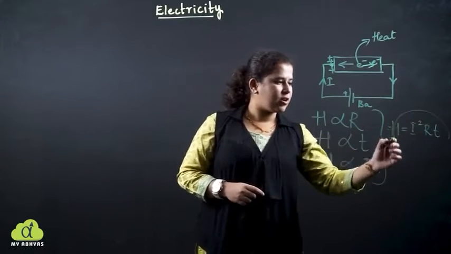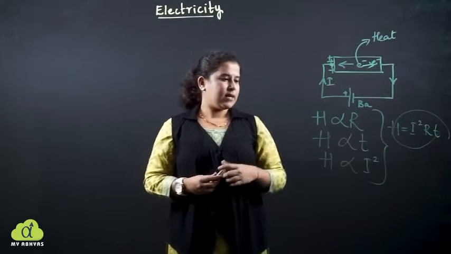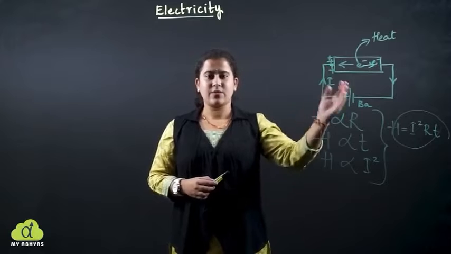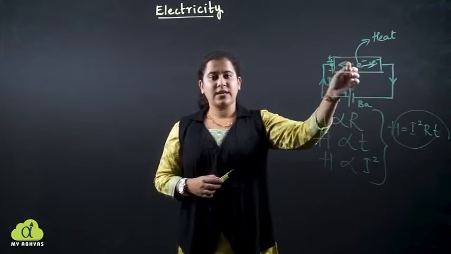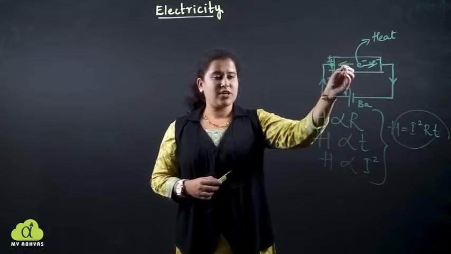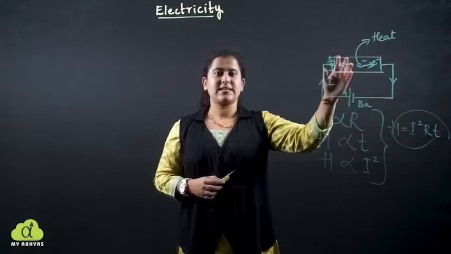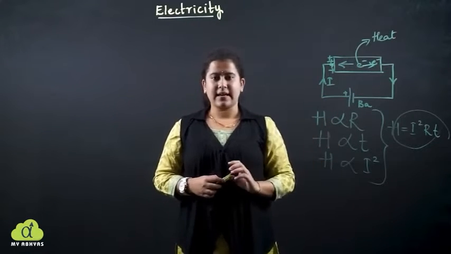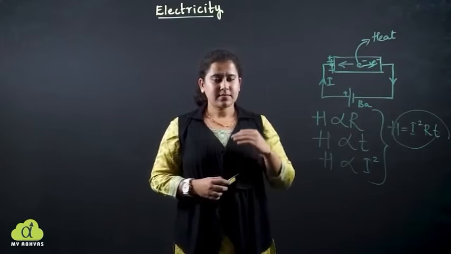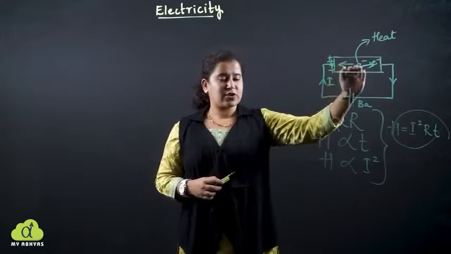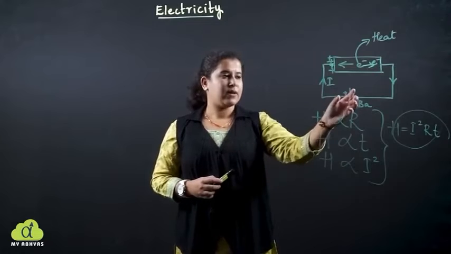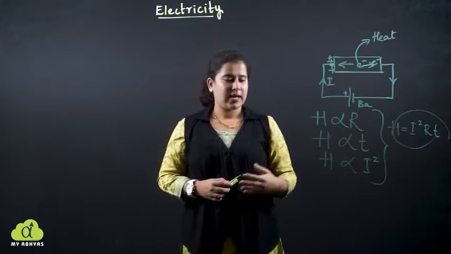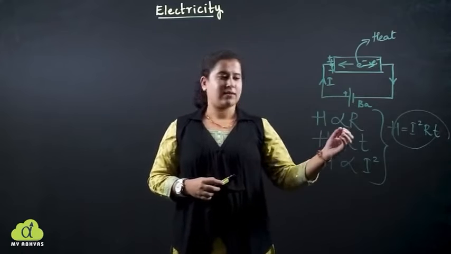This is a theoretical study for me now. H is directly proportional to R, because as resistance increases, heat increases. How is resistance increasing? If the collision is more, the resistance offered to the electrons also will be more, so heat increases. Next, the time: if the energy given is high and many electrons are colliding, then the heat increases. And also because of the current.